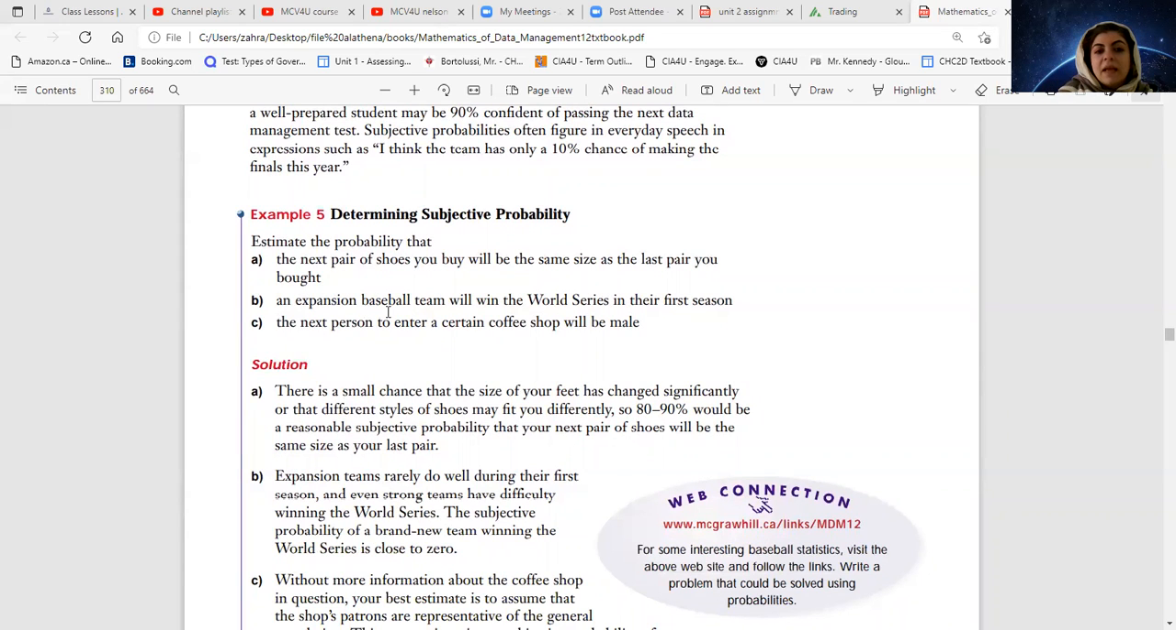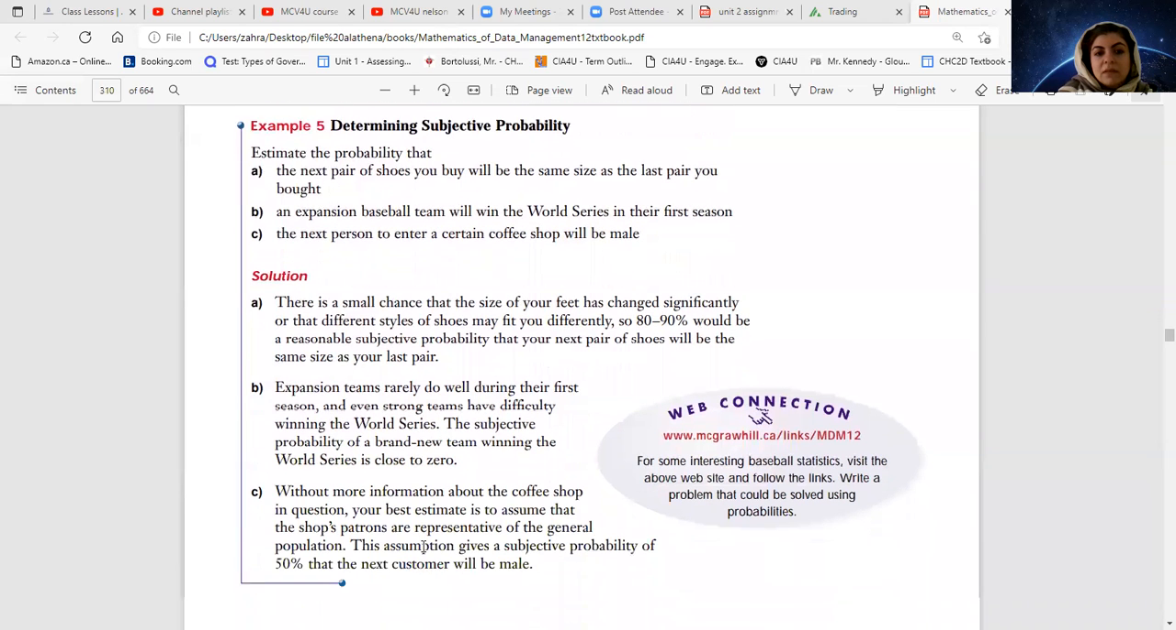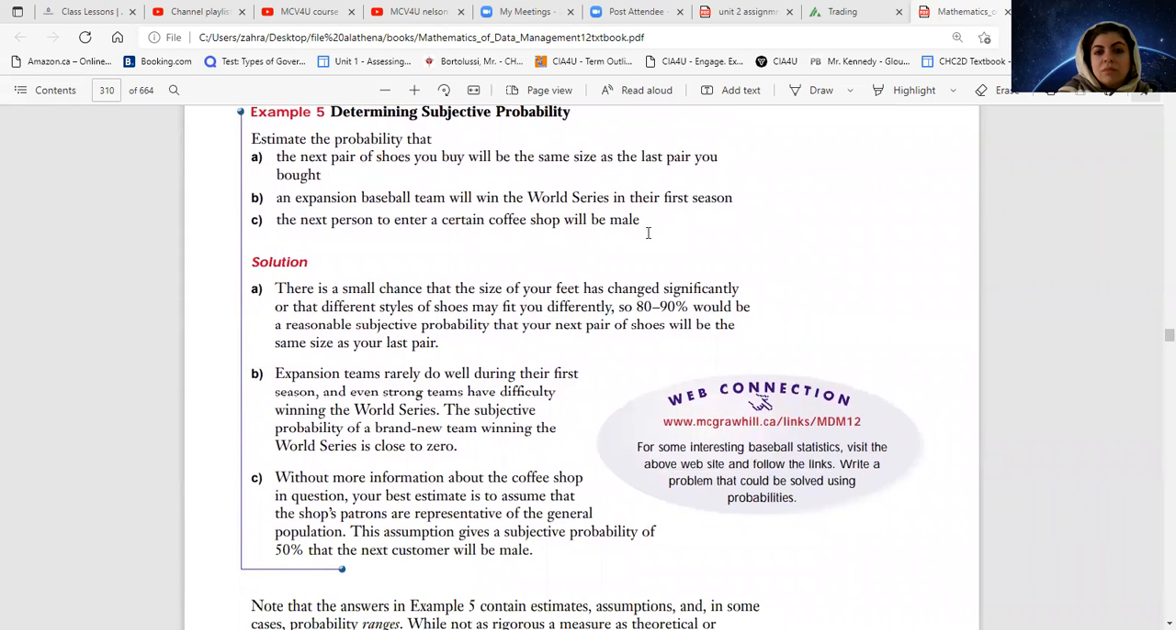Just guessing. And another expression: a baseball team will win the World Series in their first season. It's an expansion team, so it's going to have very little experience, right? It has a very low probability, kind of 0 probability, to win the World Series, of course. The next person to enter a certain coffee shop will be male. It's going to be 50-50. Like you don't know, you just guess. And you can guess that it's a 50% chance that the next person is going to be male.